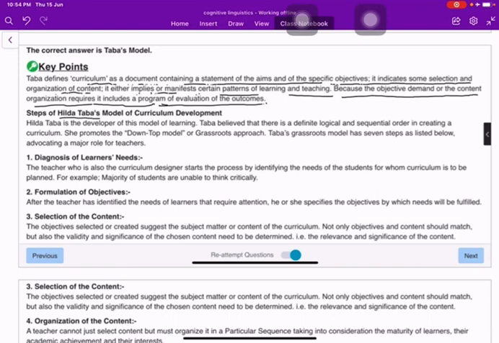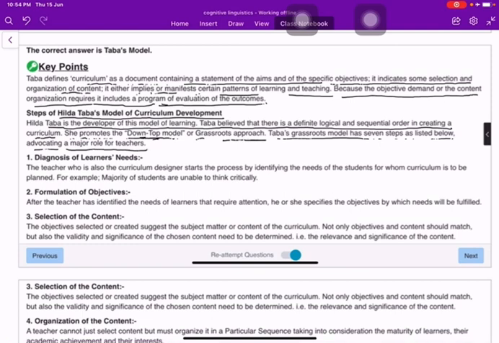Steps of Hilda Taba's model of curriculum development. Hilda Taba is the developer of this model of learning. Taba believed that there is a definite logical and sequential order in creating a curriculum. She promotes the down-top model or grassroots approach. Taba's grassroots model has 7 steps as listed below, advocating a major role for teachers.